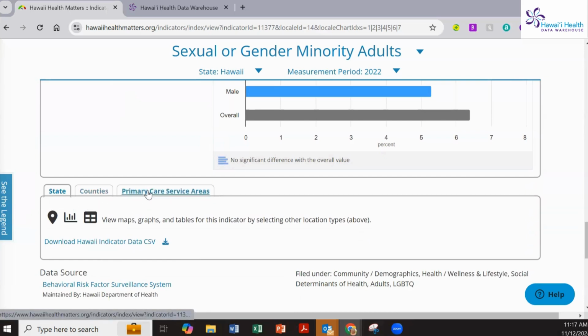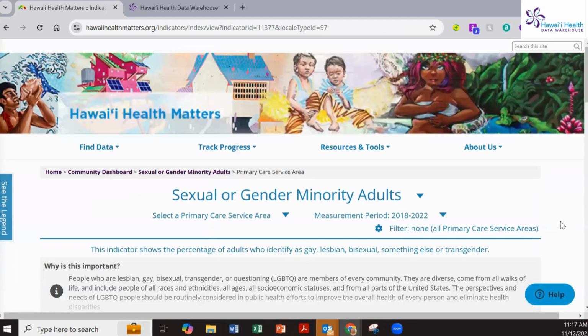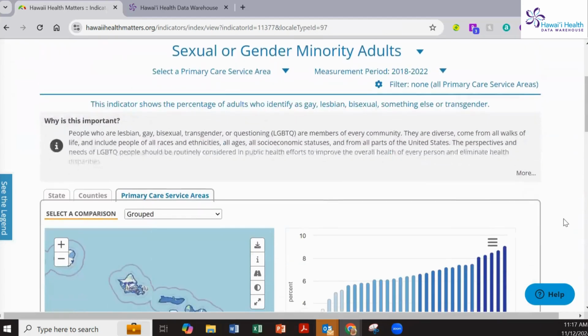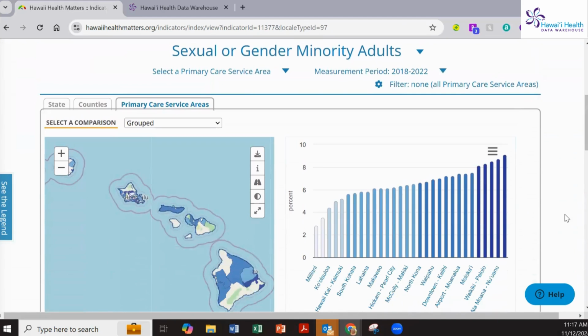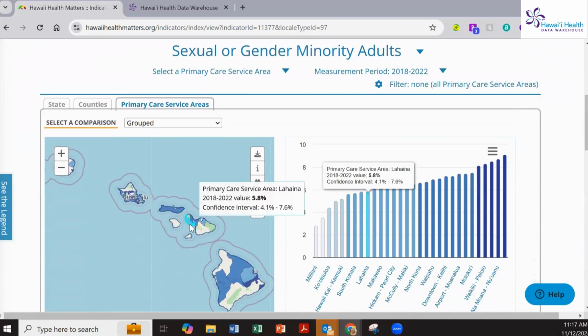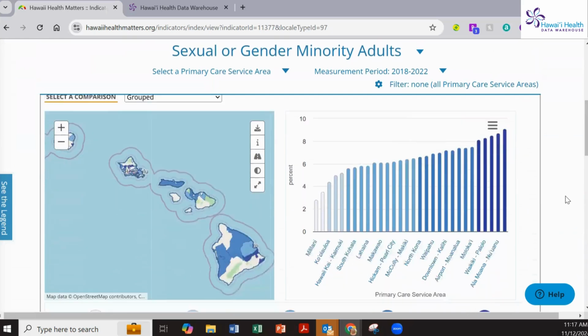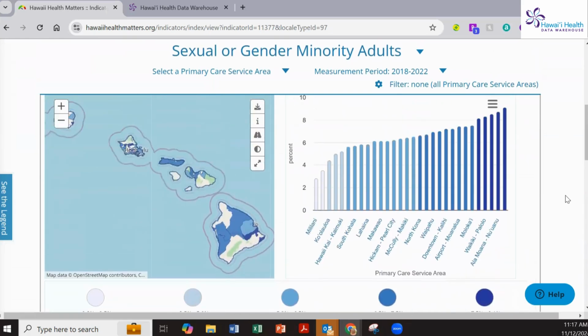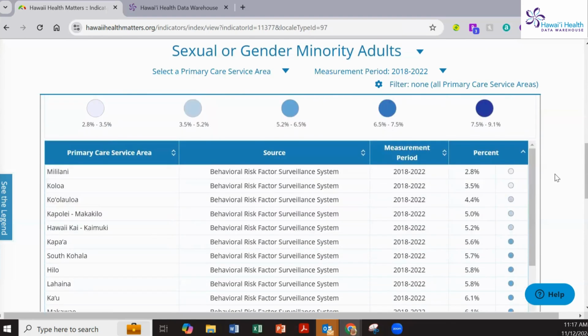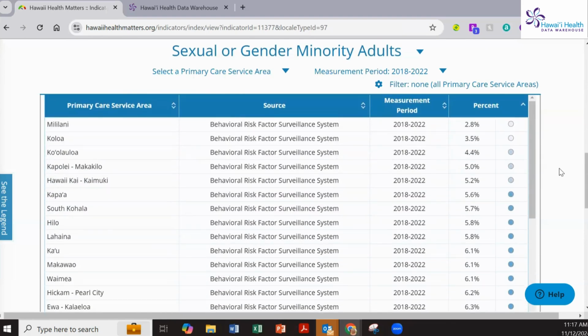So I mentioned these 3 geographies are available for this indicator, and we'll just take a quick look at the primary care service area so you can see what this looks like. When you look at the data by geography, you get a nice map, you get a chart, and a data table. And what it does is it ranks each of the primary care service areas from low to high for prevalence of sexual or gender minority adults. So this is a great way to look at more community level data.